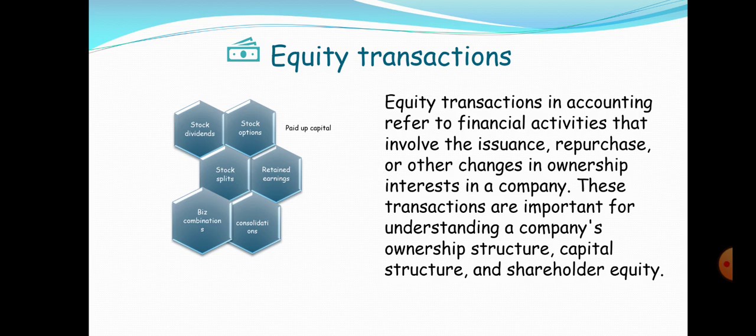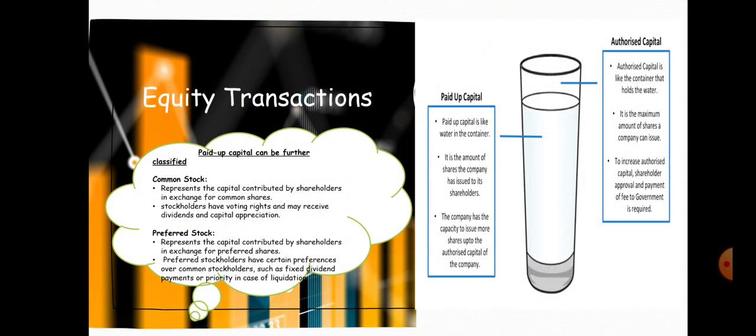Now, if you look at this picture, there is a glass of water. From this picture, you can understand what is authorized capital and paid up capital. The authorized capital is nothing but that amount of money which the company is entitled to receive from the shareholders until its lifetime, whereas paid up capital is the amount of money which is required at present point of time for carrying out all the activities.